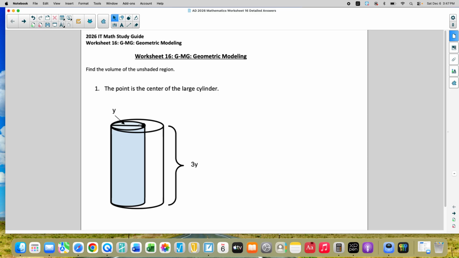All right. And I love these. This is new to academic decathlon. They've never had a worksheet like this. I love this.